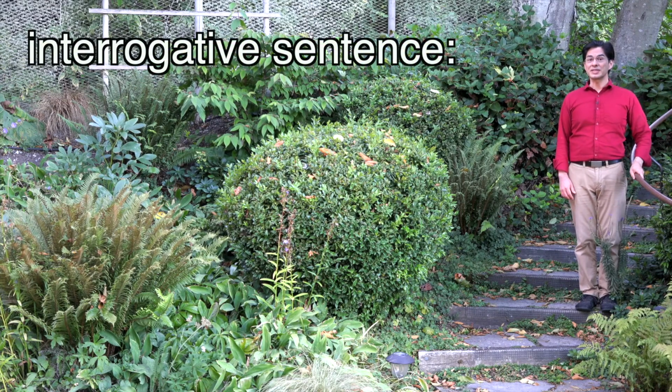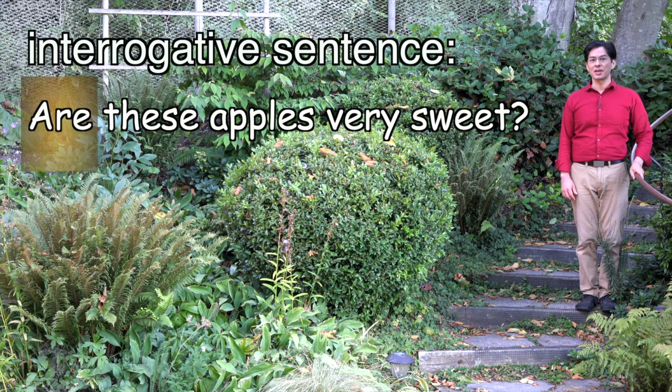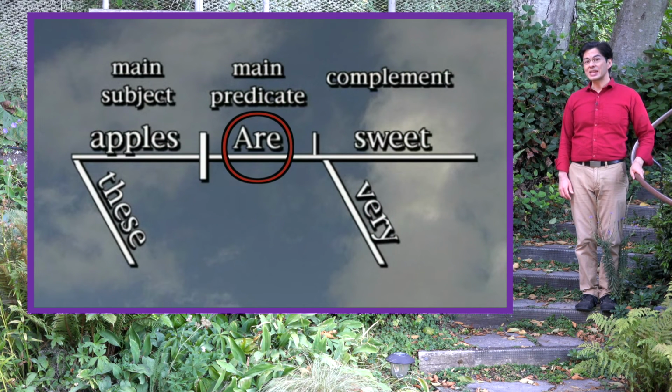The interrogative sentence, "Are these apples very sweet?" begins with the word are. The sentence diagram, however, places the word are in the center of the diagram. That's where you place the verb in the diagram of a 3-part sentence.